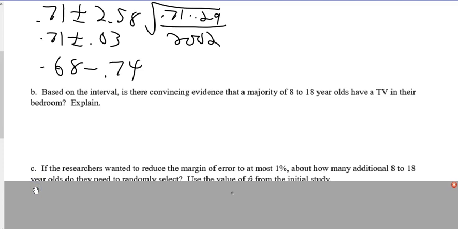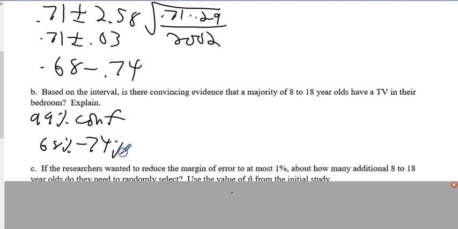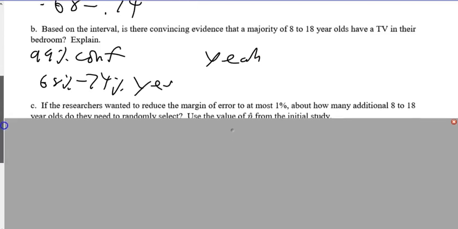So, based on the interval, is there convincing evidence that the majority of 8 to 18-year-olds have a TV in their bedroom? Well, we have a 99% confidence, okay? And the range is 68% to 74%. Yes. So, is that a majority? Yeah. It's a pretty good amount. It's pretty safe to say that most 8 to 18-year-olds have a TV in their bedroom.